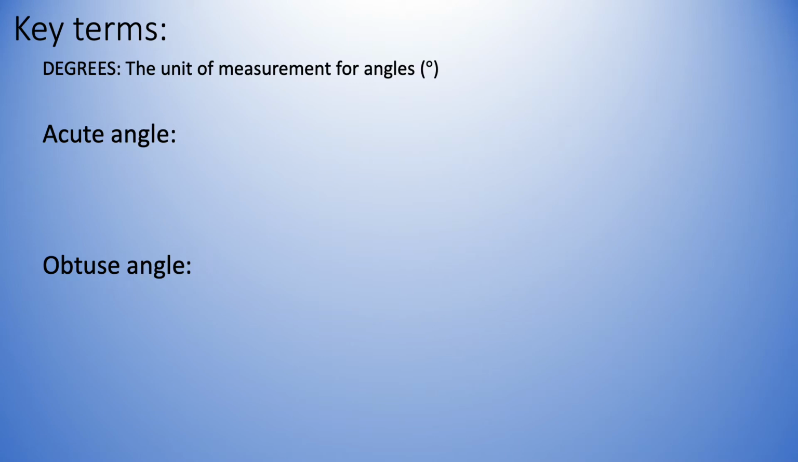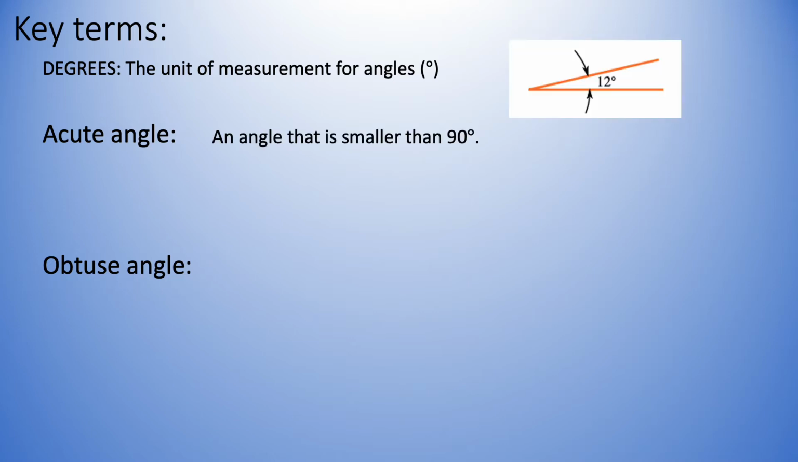First of all, we are going to go through a few key terms. Now, you will already know these, okay? So, degrees, which is the unit of measurement for angles, and the sign is in the brackets here, okay? What is an acute angle? An acute angle is an angle that is smaller than 90 degrees, okay? How I remember this is that it's a small angle, so it's a acute angle, okay?